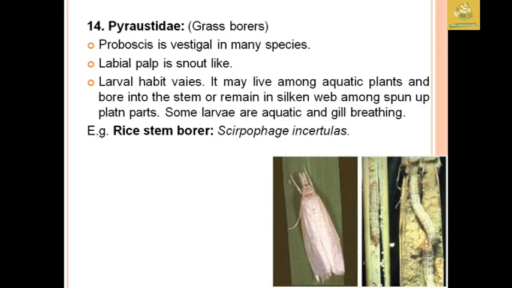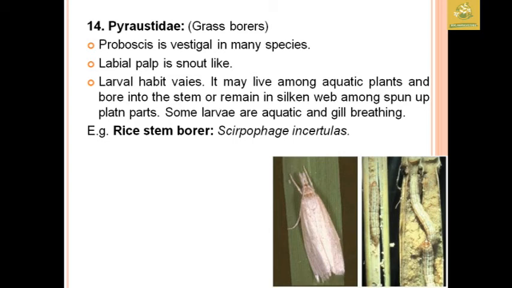And the 14th one, Pyralidae, which is composed of grass borers, and the better example is the rice stem borer, and the scientific name is Chilo suppressalis. And while seeing about the characteristics, the important one is that the vestigial proboscis is said to be present in many species, and the larval habits are said to vary.